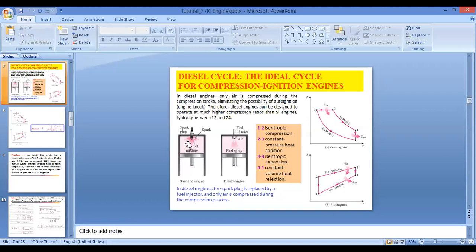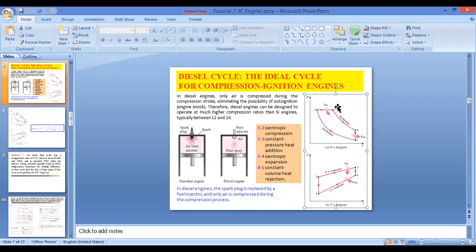So in case of the diesel cycle, during the process 1 to 2, at the start of the one, only air is introduced inside the cylinder. In case of the petrol engine, we consider that a mixture of air and fuel is already present inside the cylinder. But in case of the diesel engine, only air is present inside the cylinder. So we compress the air over here.